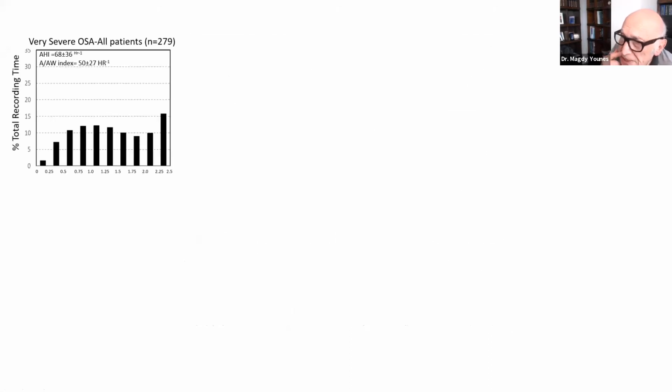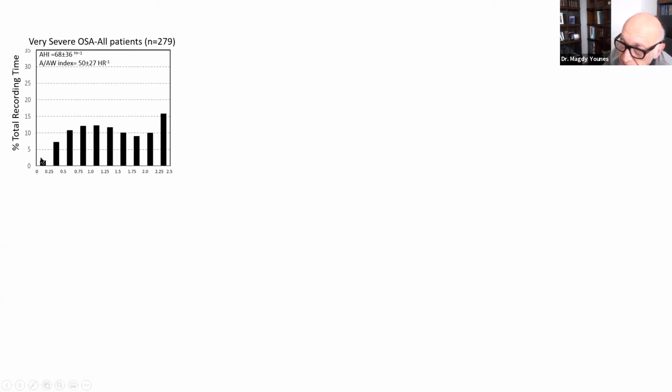So now I did a study here, and we are about to submit it, on 279 patients with very severe OSA that all had split studies because they had very severe OSA. Their AHI was 68. Arousal awakening index was 50. And this is the pattern for the whole group. And what is amazing here again, these are all severe patients that were treated with CPAP.